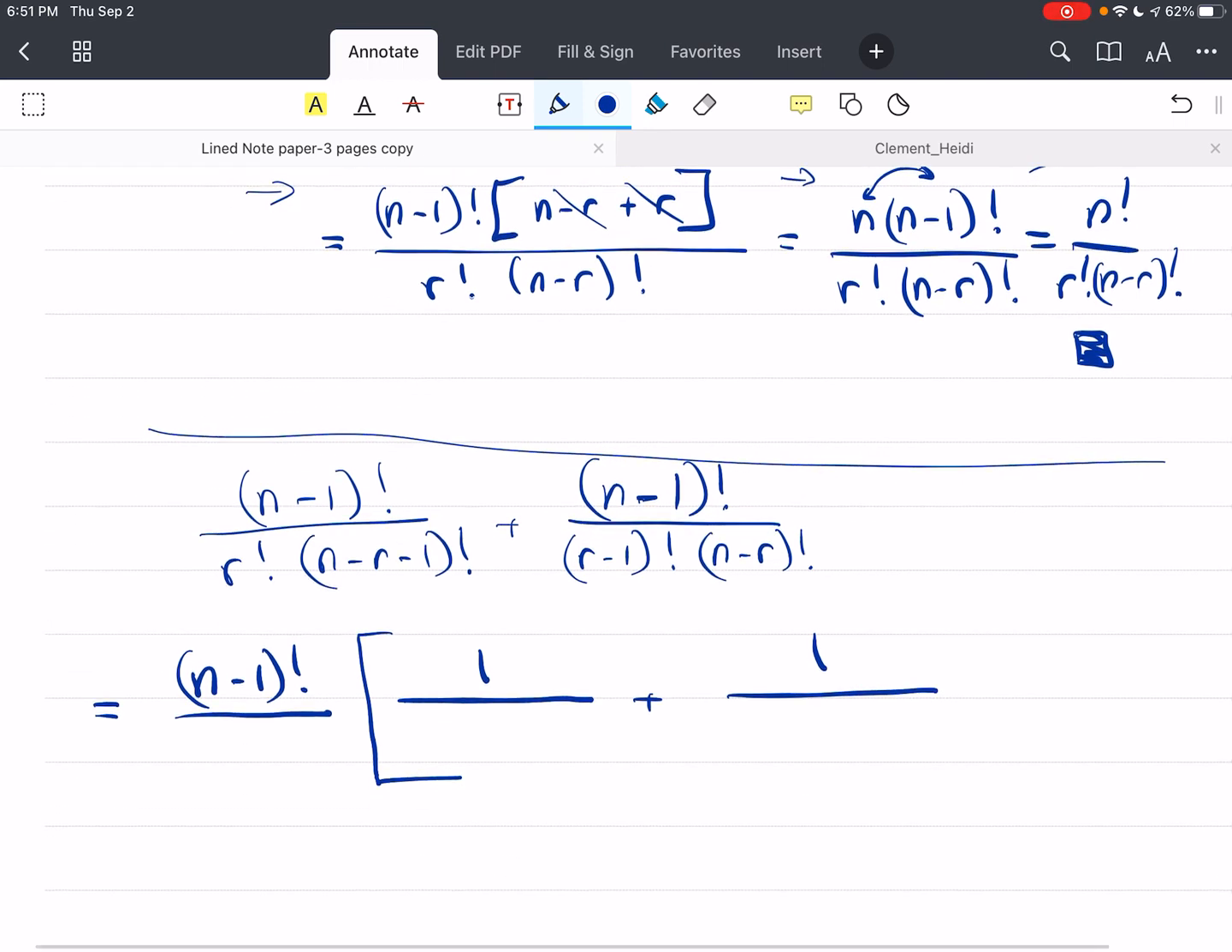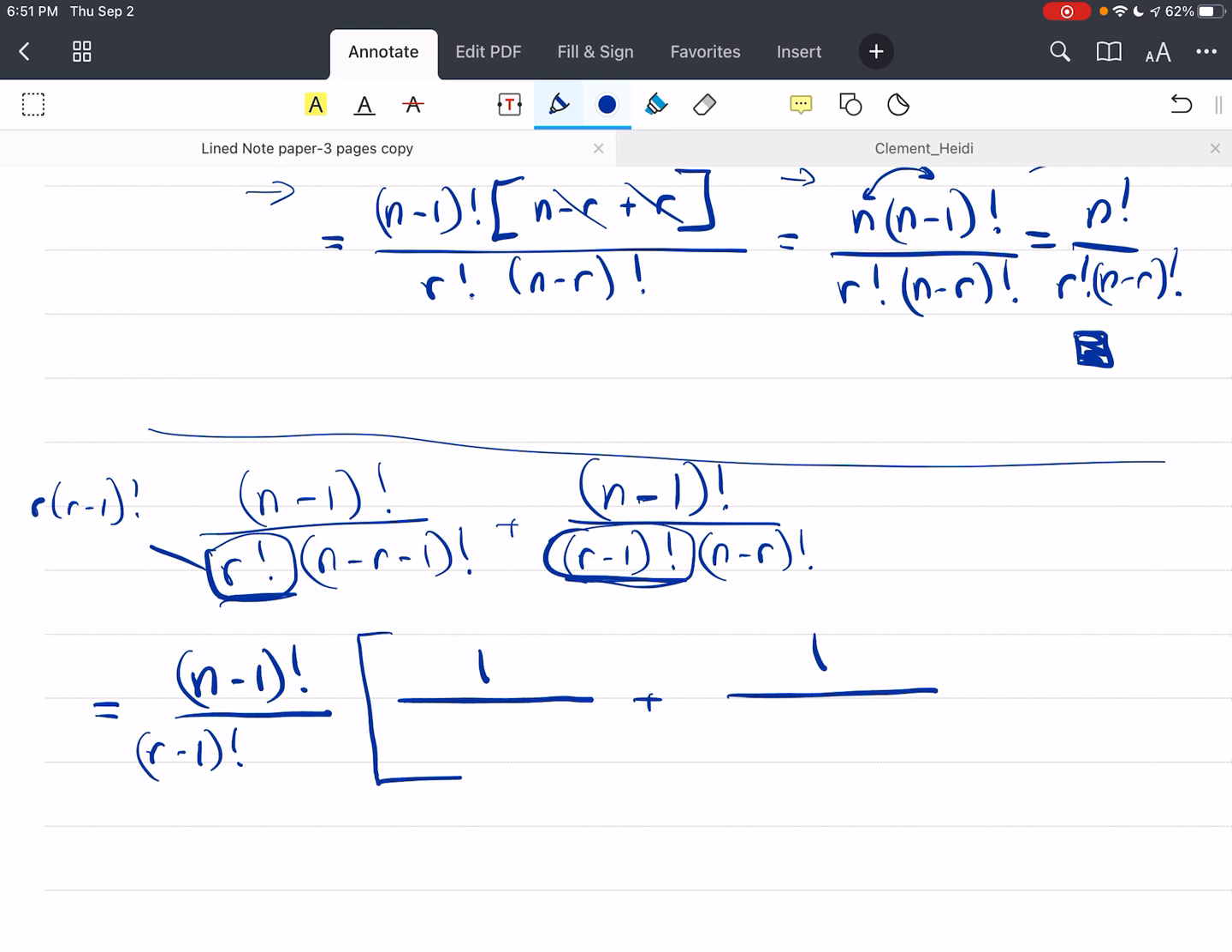Now, between this and this, the biggest thing in common is (r minus 1)!. Because remember, this is r times (r minus 1)!. So the biggest thing I can factor out from the first term of each denominator is (r minus 1)!. So in the first denominator, I'm left with r from this portion. And I'm left with a 1 here.